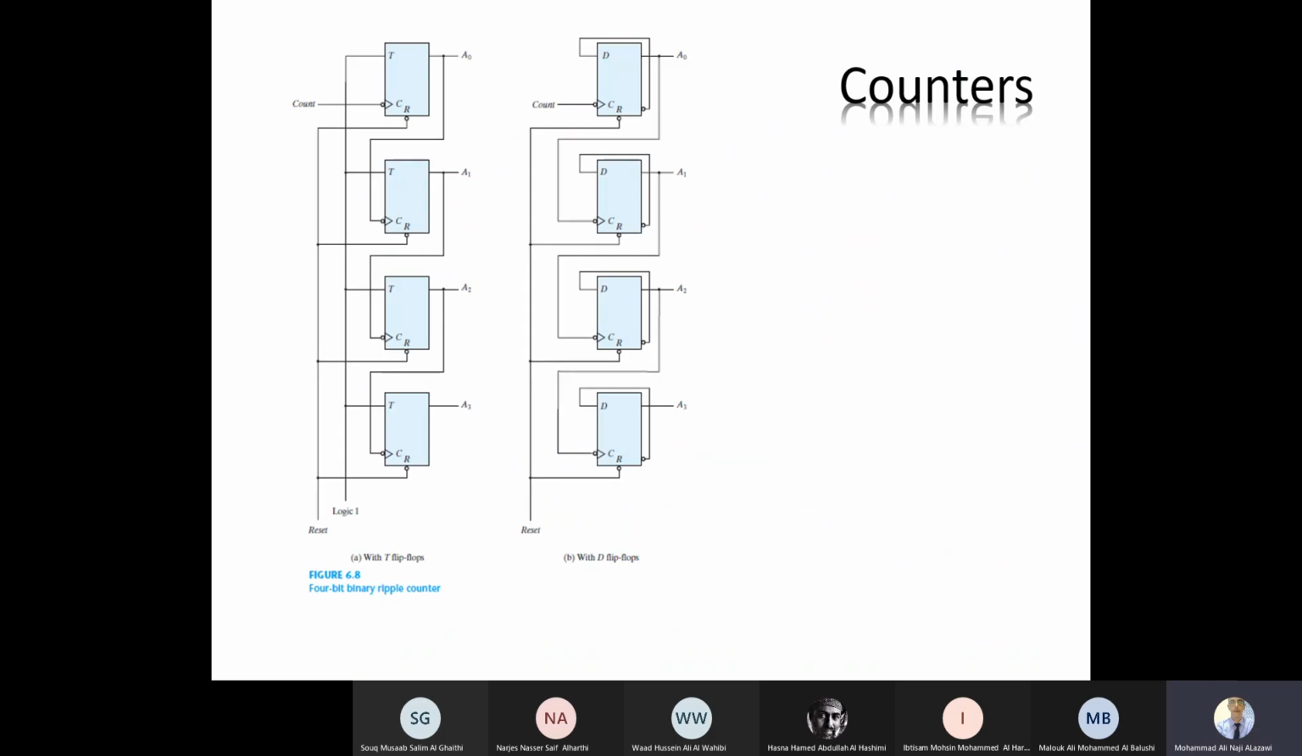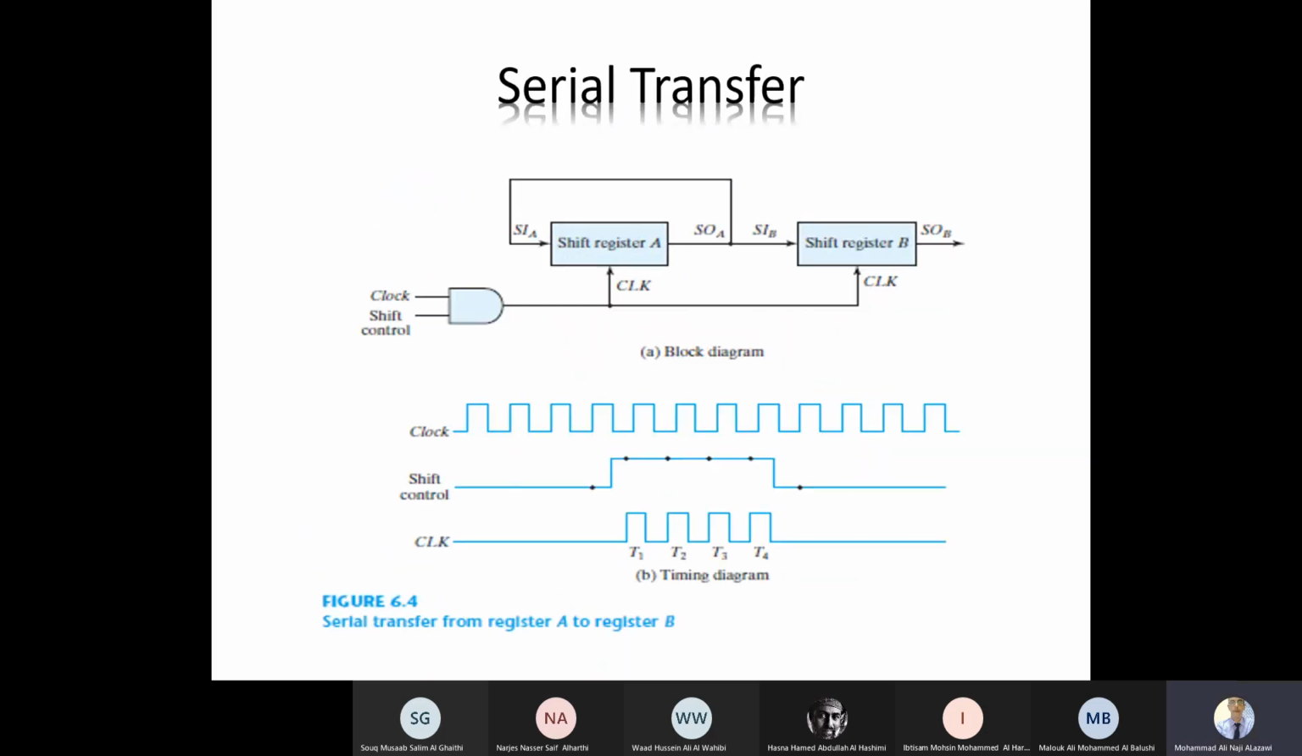Just let me see. Else we left. Okay, serial transfer. It's very, very easy and simple, by the way. I'll show you how to do it. You have two shift registers. You have this shift register A and shift register B. You want to transfer the data here.